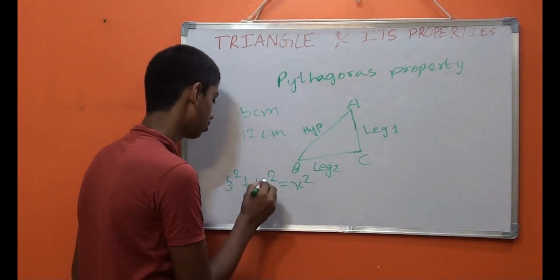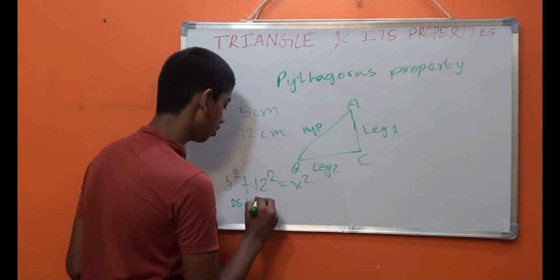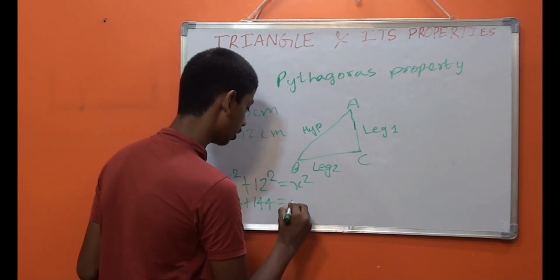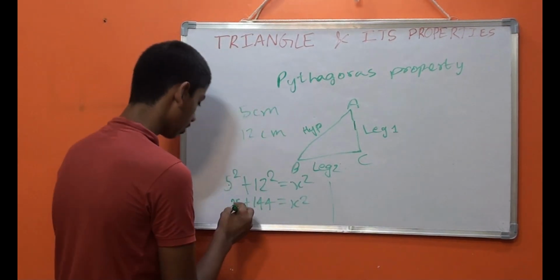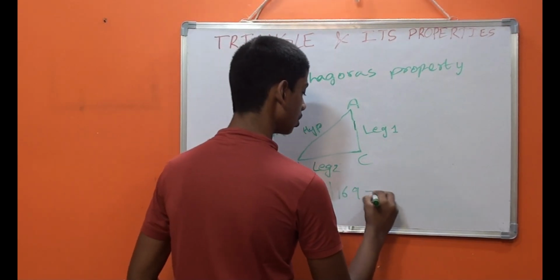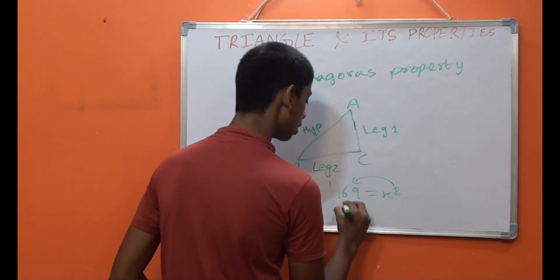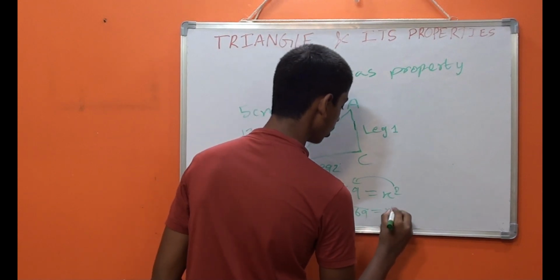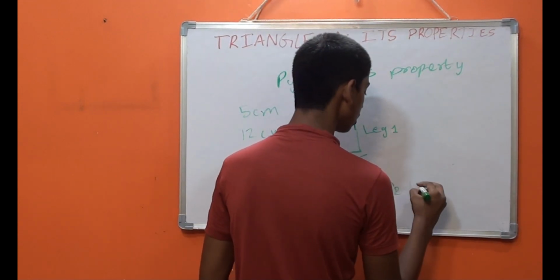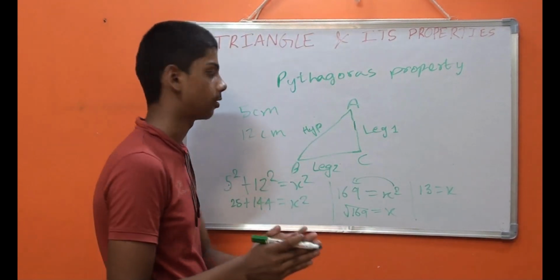Then 5 square plus 12 square, 25 plus 144 equals x square. Then that would mean that 169 equals x square. If the square comes to this side, it will become square root. Then square root of 169 will equal 13. 13 equals x. Now this side is 13 cm.